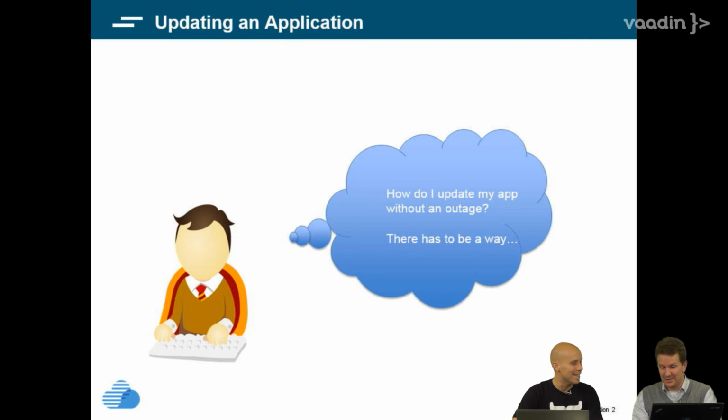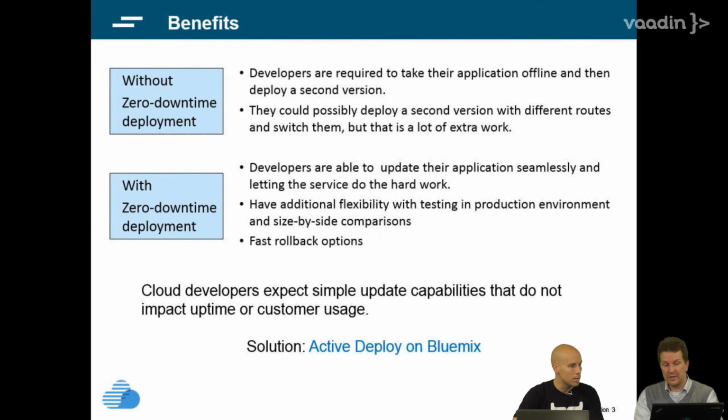Usually it doesn't happen. So how do I update my app without an outage? There must be a way, and certainly there is a way. So the first part of this we have already seen. We have to take the application offline. That is with the disruption. Or we can do some manual tricks with the routes, renaming, and be really clever with the keyboard.